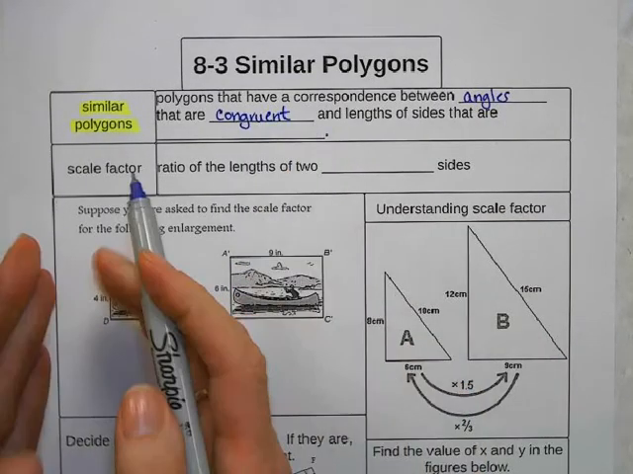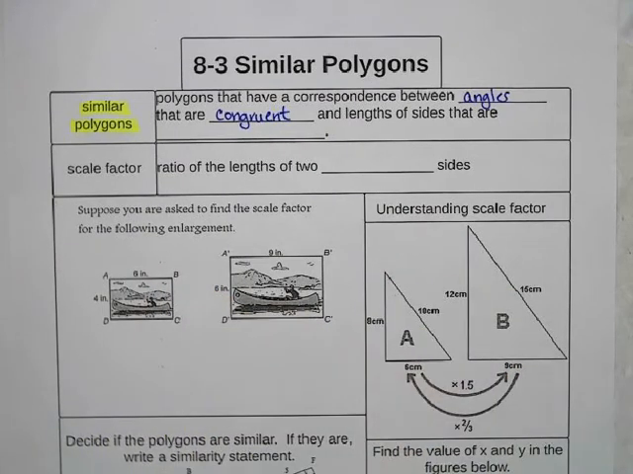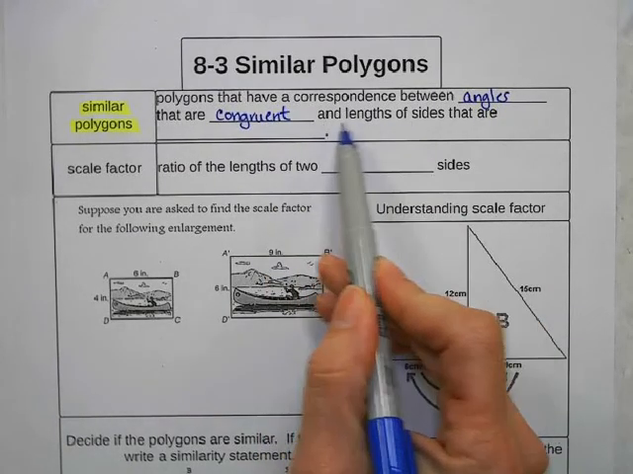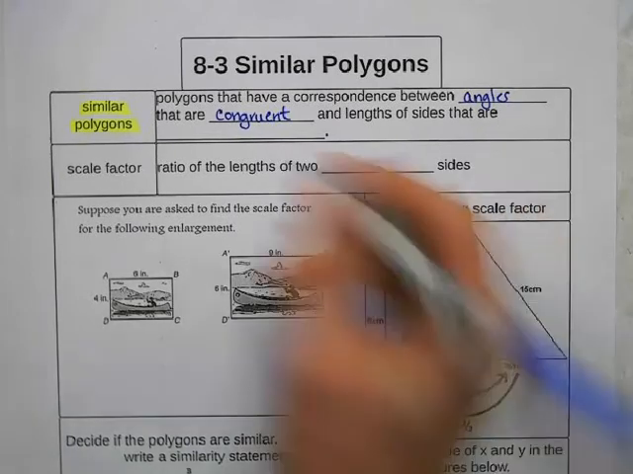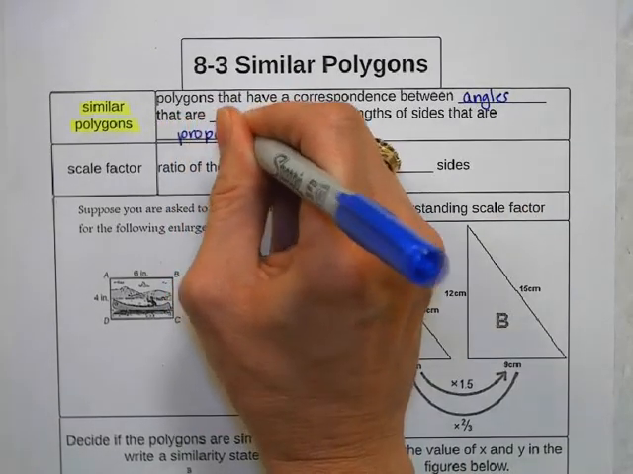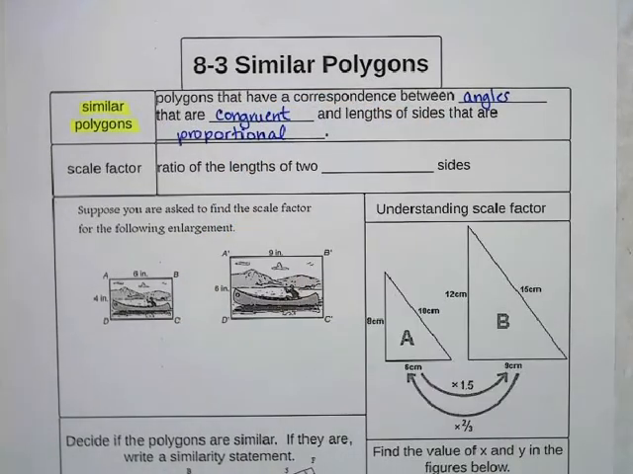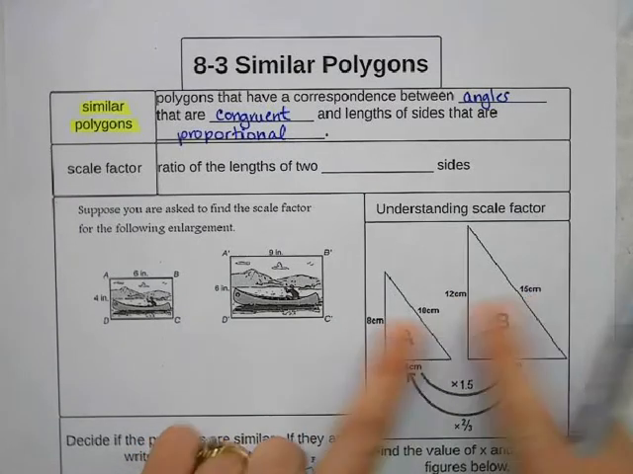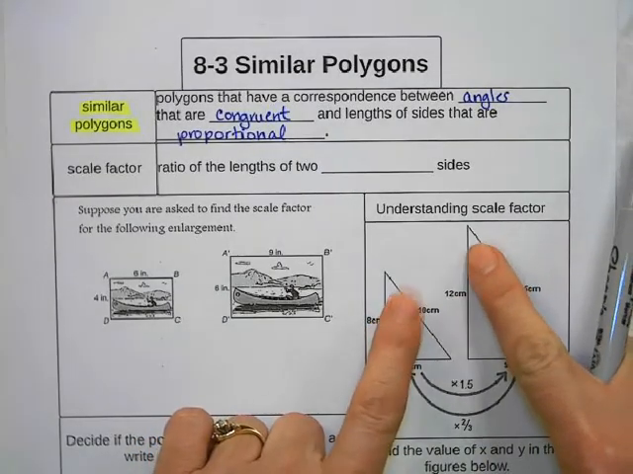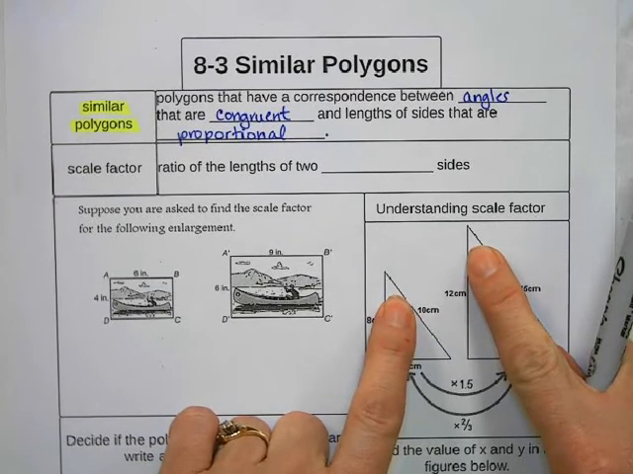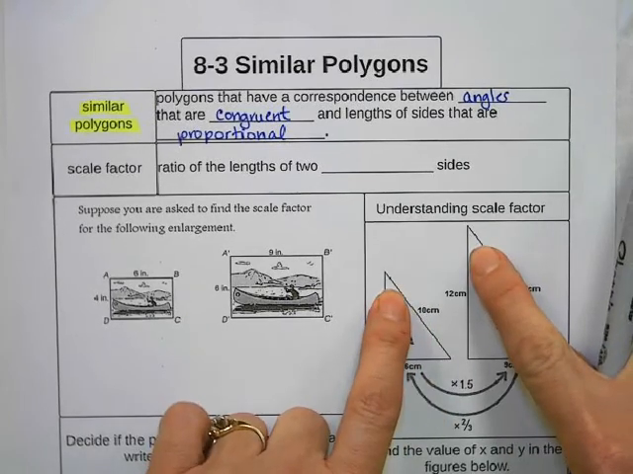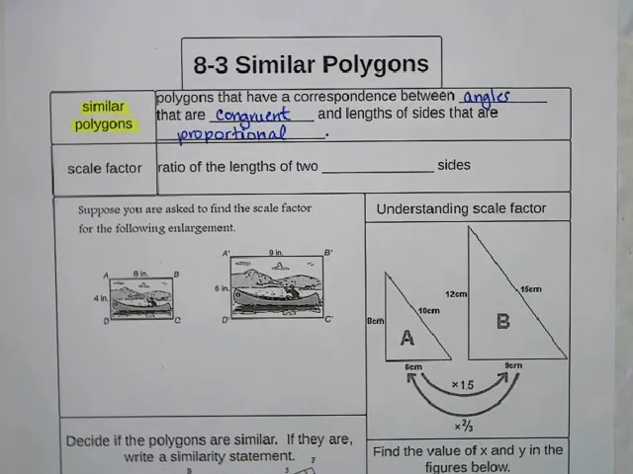Angles are always equal from one similar polygon to the next. Even though the polygons don't look the same, their angles are the same. But the lengths of the sides, they are proportional. So corresponding sides are not congruent, they are proportional. You can see down here an example of that. You can see that the sides are definitely not congruent. But we're going to find that the angles right up here are congruent. This angle and this angle are exactly the same.